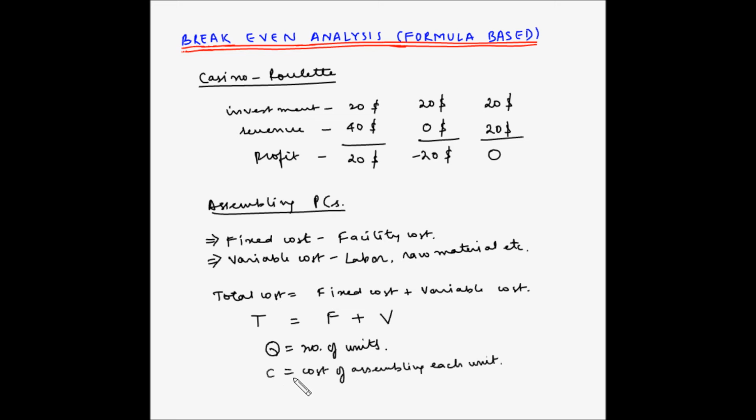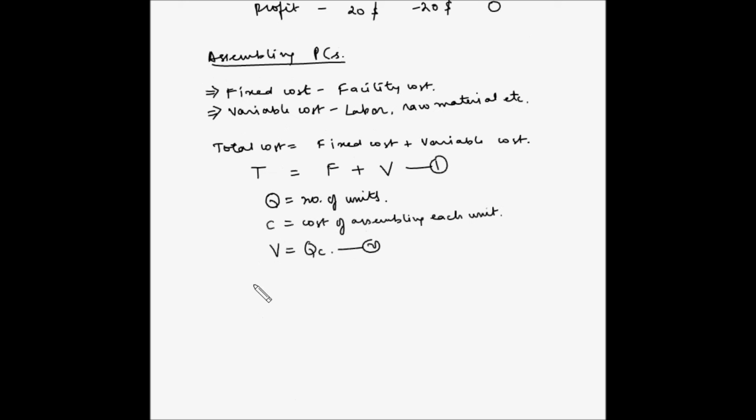So each unit costs C and there are Q number of units being assembled. So the total variable cost is equal to the multiplication of Q and C. So now if we plug number 2 into number 1, we'll get T is equal to F plus QC.